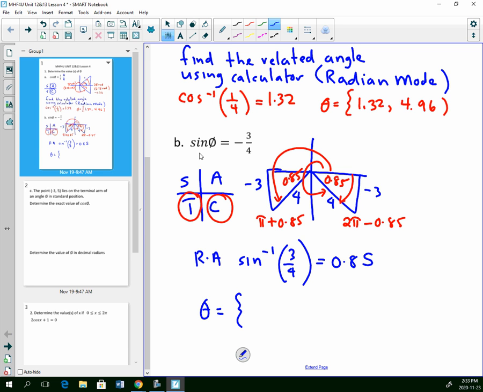So pi plus 0.84 is 3.99. And then 2 pi minus 0.85 is 5.43. So that is my answer in decimal radians. Okay, any questions on that? It's done exactly the same way, except the only thing that's different is that we are determining our related angle in a different way.